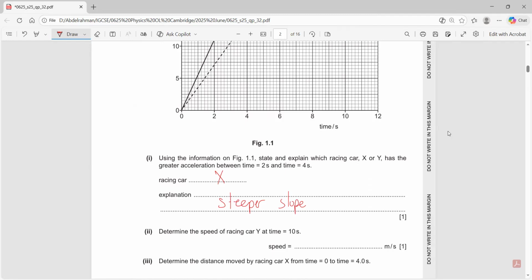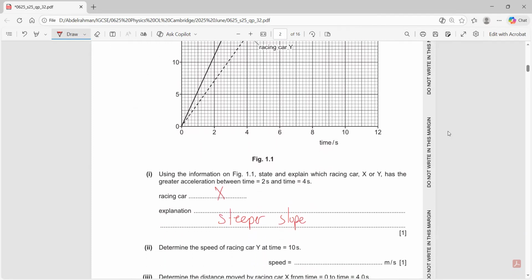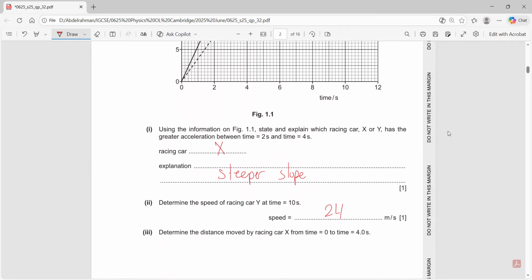Determine the speed of car Y at 10 seconds. So at 10 seconds, the speed of car Y was less than 25. So this would be 24 meters per second. Each small square is worth 0.5.